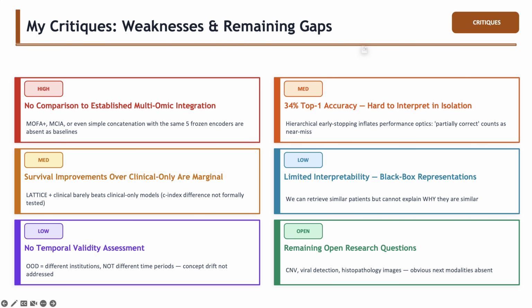And the third, survival improvements over clinical only are marginal, and crucially, they don't formally test whether the C index difference is statistically significant. That's a gap. And the fourth, interpretability: the latent space is a black box. We can retrieve similar patients but can't explain which mutation or fusion drove the similarity. That's a real barrier to clinical adoption. And the fifth, I would say, they test OOD on different hospitals, not different time periods. Concept drift as WHO classification evolves is a deployment reality, which they haven't addressed.